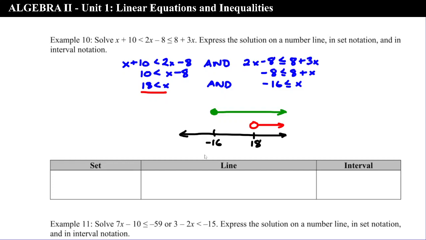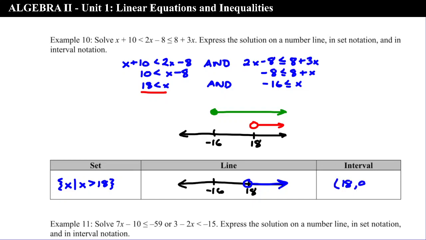Well, if we're including everything that is shared, then on our solution number line, which I'm going to draw down here, we've got negative 16 and we've got 18. Everything that's shared is what we have in red here, and that would be our solution. That helps us when we get into set notation, because we can see on our number line that we have x such that x is greater than 18. That would be our solution in set notation. And then in interval notation, it would be all points from 18 to infinity, not including 18.